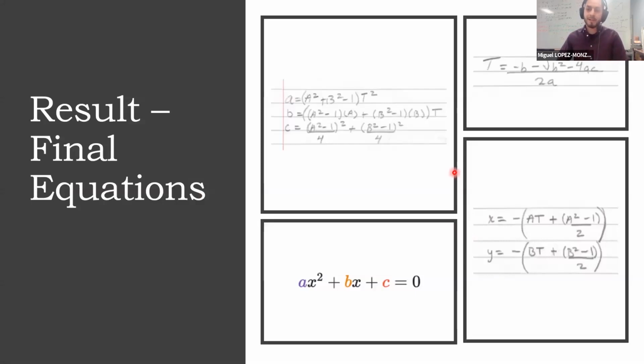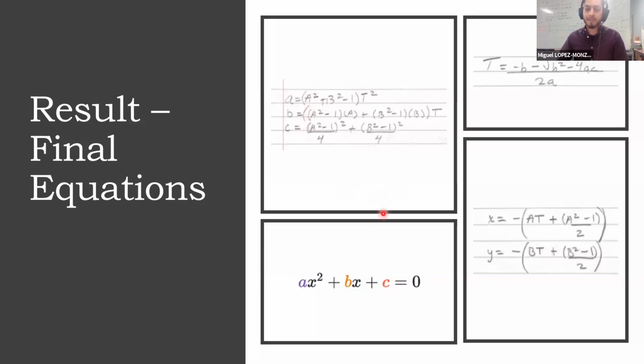And the final result is these equations. So right here we have the A, B, and C values for our quadratic formula. And as you can see down here on one of the pages on the previous slide, it has this final result down here in one of the equations. So I just wrote them down here so you're able to distinguish what A, B, and C are.